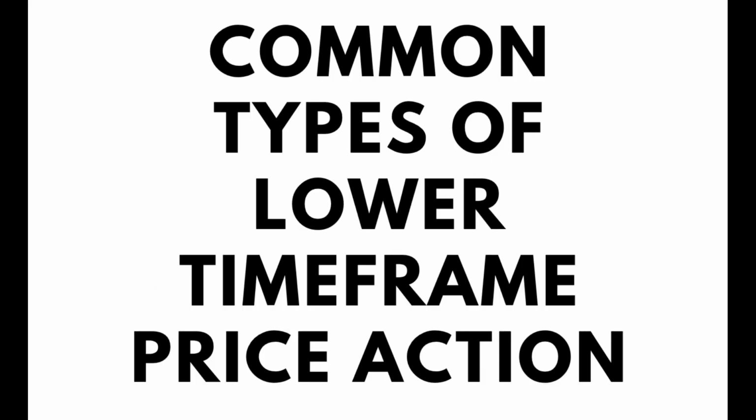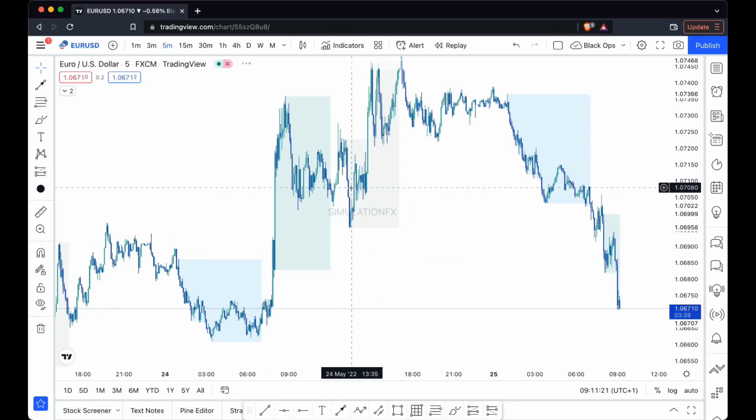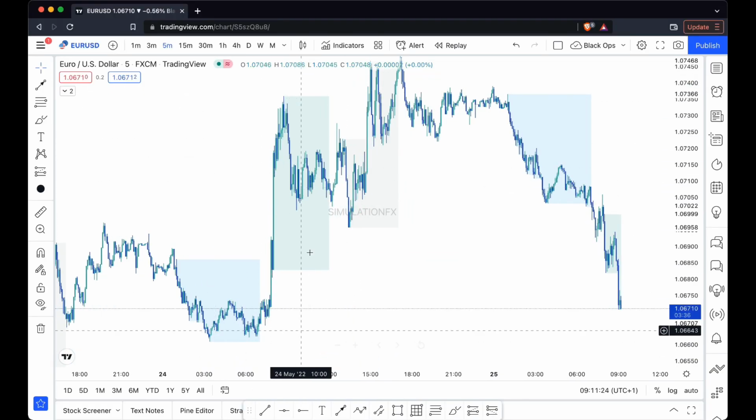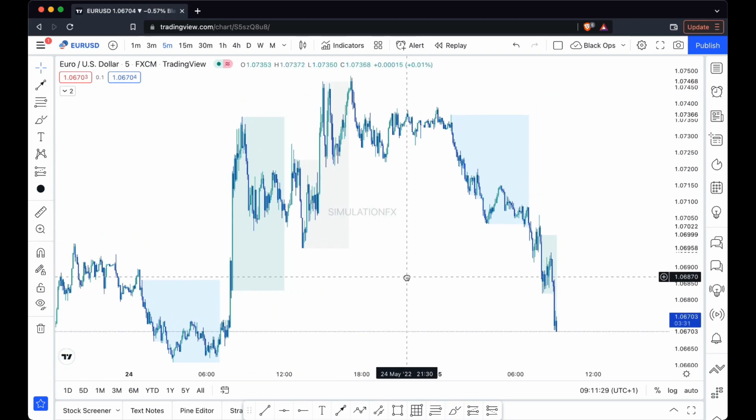So firstly, we need to understand what are the types of price action we can see on the lower time frame. The first type is impulsive moves. One example of an impulsive move on my screen is this one here. So price will move very impulsively without a confirmation into a certain direction.